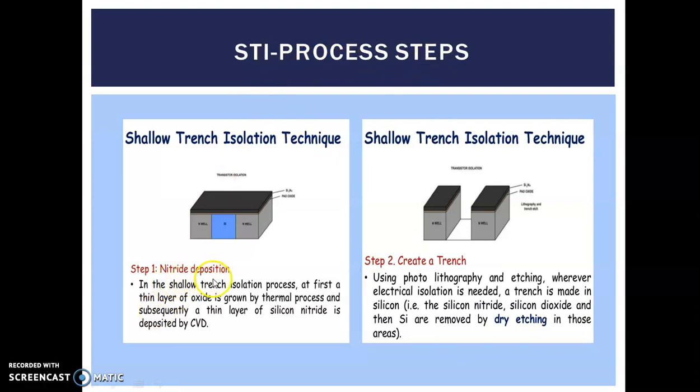The first step is nitride deposition. A thin layer of oxide is grown by thermal process, and then subsequently a thin layer of silicon nitride is deposited by CVD technique. Thereafter, in the second step, a trench is created wherever you want to have an electrical isolation. For example, in this device, these are the two N wells, and you would like to have isolation between these two N wells, and therefore using lithography and etching, this Si3N4, pad oxide as well as this silicon is cut, it is etched into a trench.